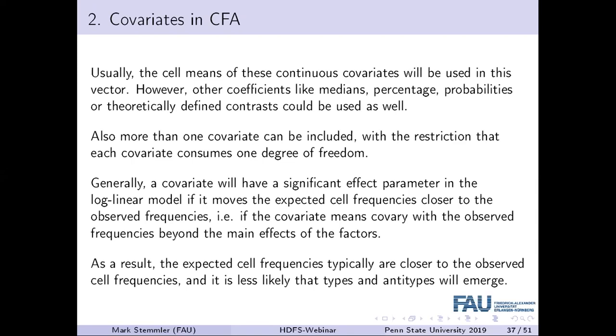You always invest 1 degree of freedom. And if you put in very good covariates, this covariate results in a significant effect parameter. And if you have a good one, that means that you move the expected cell frequencies closer to the observed frequencies. And that means that you might end up losing one or the other type, because a smaller difference between expected and observed results in a better fit.